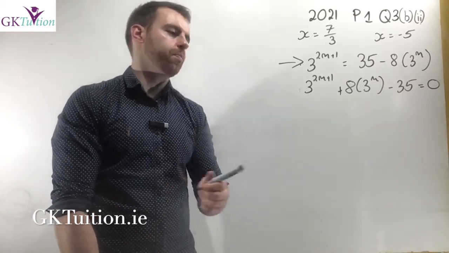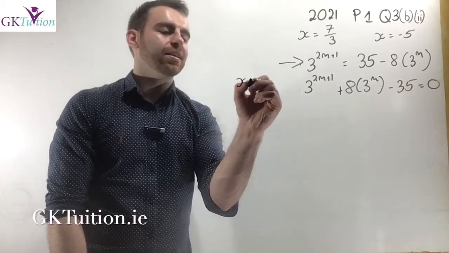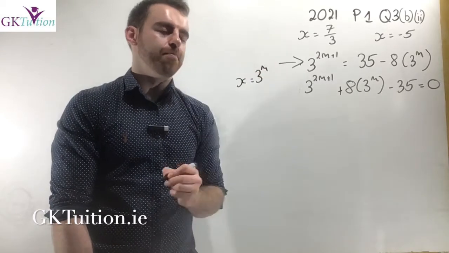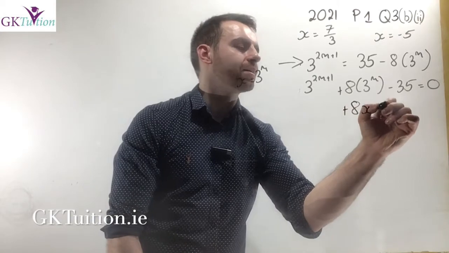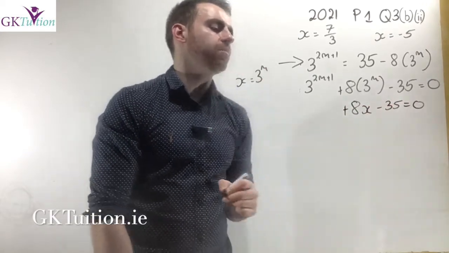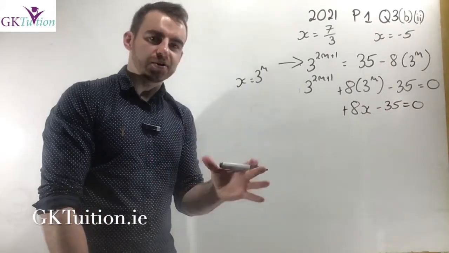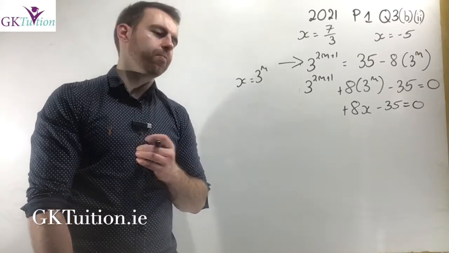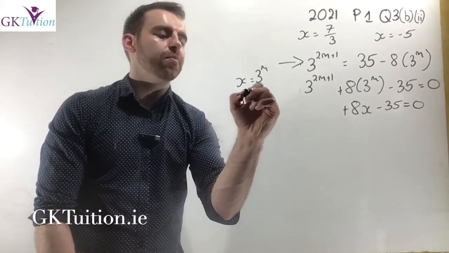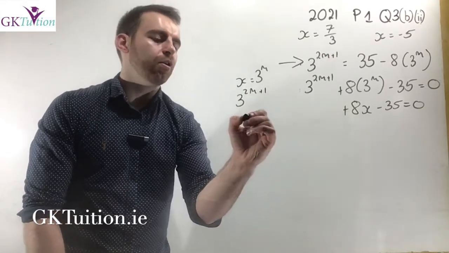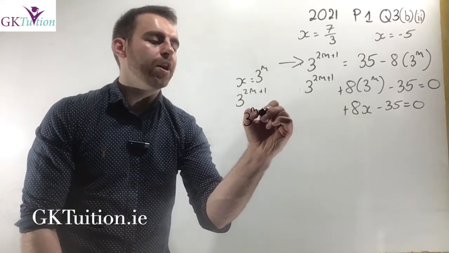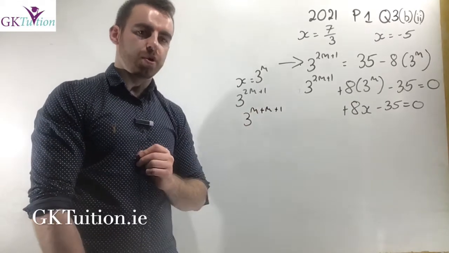What we could do is decide to use substitution in order to get rid of the unknown in the powers. I'm going to sub in x instead of 3 to the power of m. If I do that, then the second term would simply become plus 8x, and the third term will obviously stay as minus 35. The first term is the only one that might cause bother. The first term, I have 3 to the power of 2m plus 1. And I could split that up and write it as 3 to the power of m plus m plus 1.